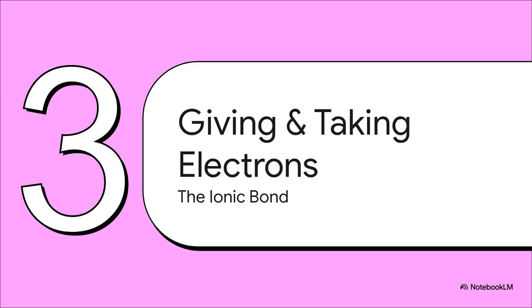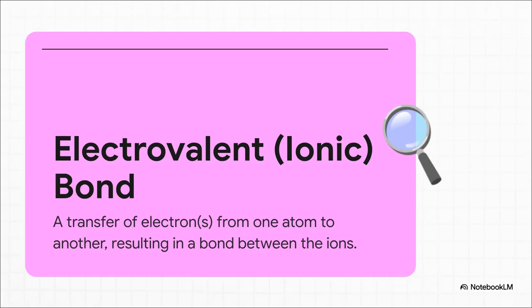Let's start with the first strategy, the transfer. Think of it like a business transaction. One atom gives, another one takes, and the result is what we call an ionic bond. The key word here is transfer. A complete, total, permanent transfer. This isn't a loan and it's not a share.